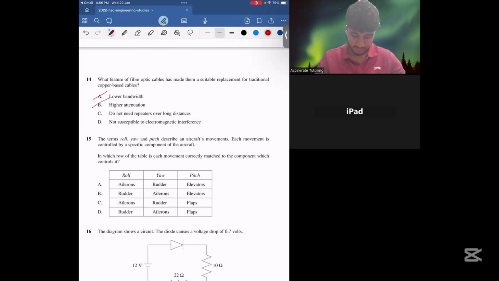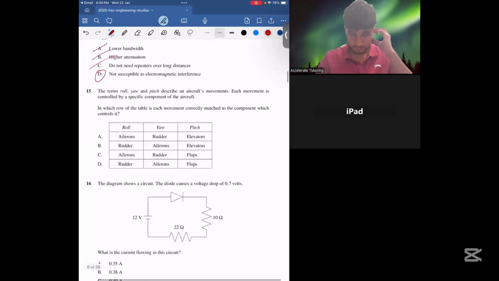Do not need repeaters over long distances? Not really. Not susceptible to electromagnetic interference? That's correct. Fiber optics, as they use light, don't require electrons or electricity or the flow of current to pass signals. So D would be our most correct answer.